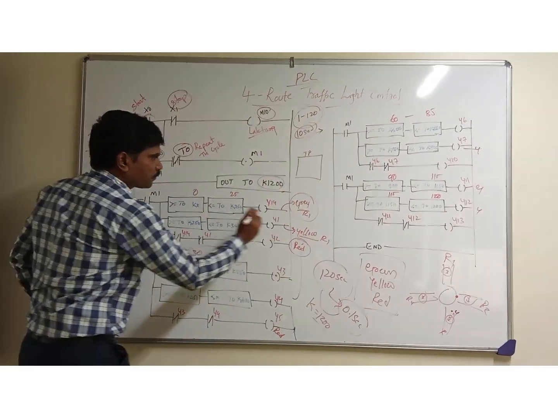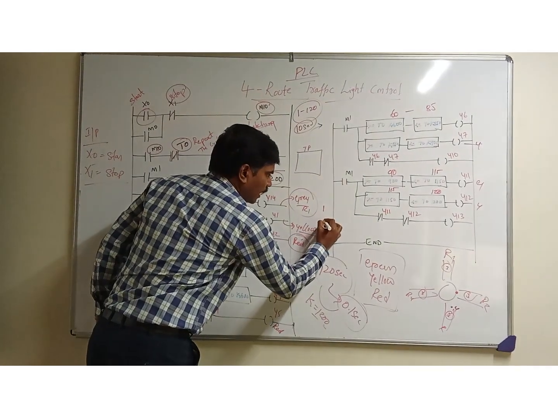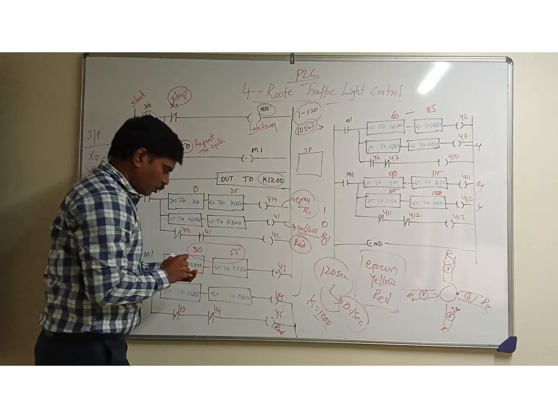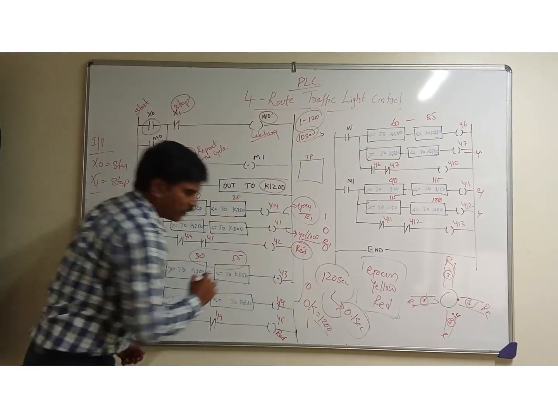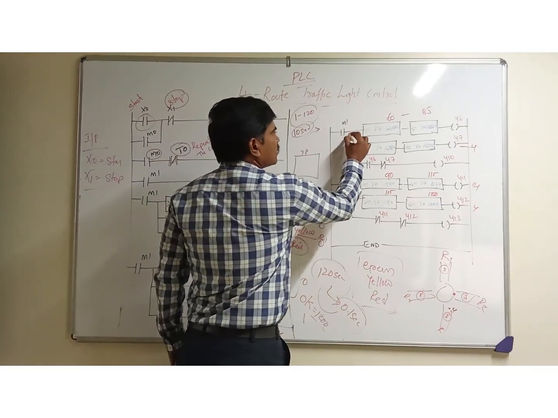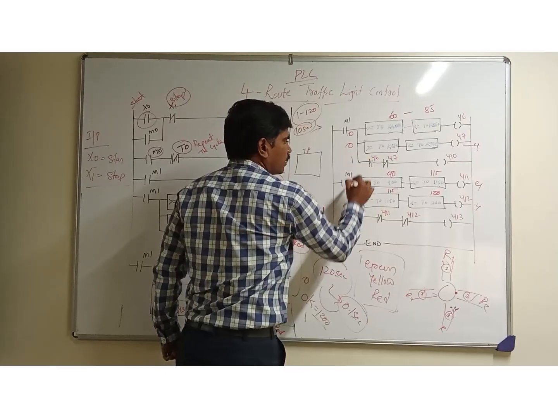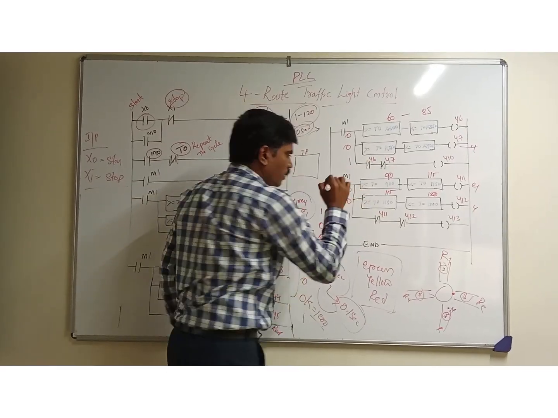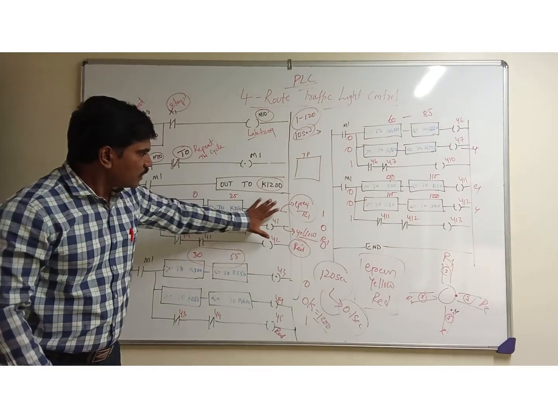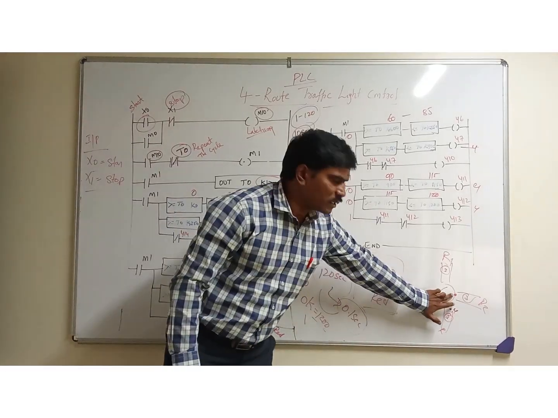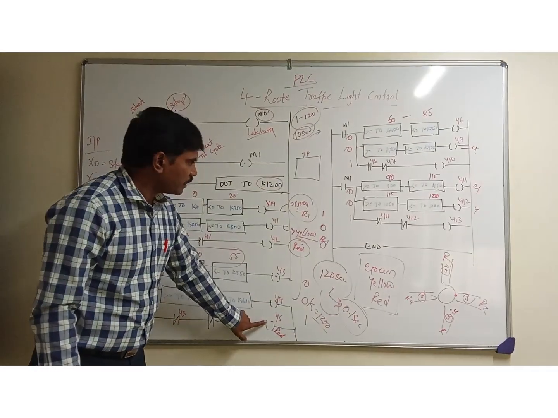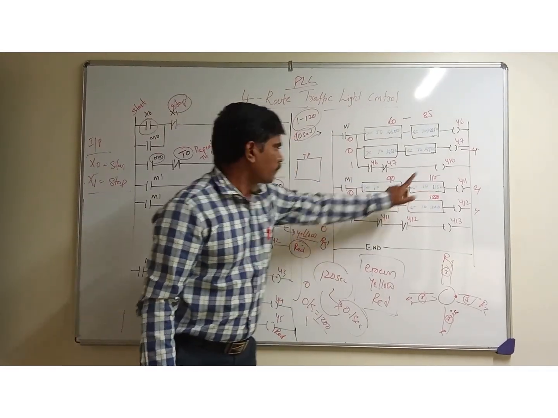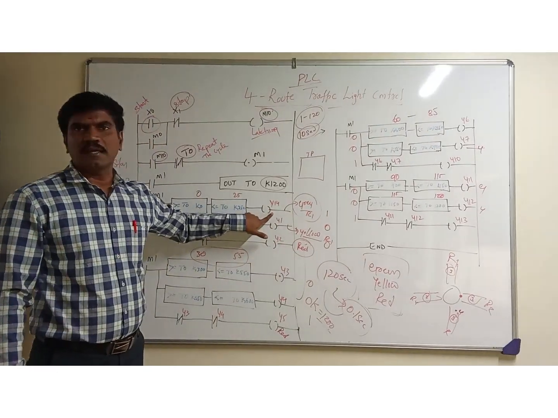So in the first, this is 1 and the other two should be 0, 0. And the next, this is 0, this is 0, this is 1. And here this is 0, this is 0, this is 1. This is 0, this is 0, this is 1. Means if one route is giving a green signal, the other three should be red. See here red, here red, here red, but here only green is given.